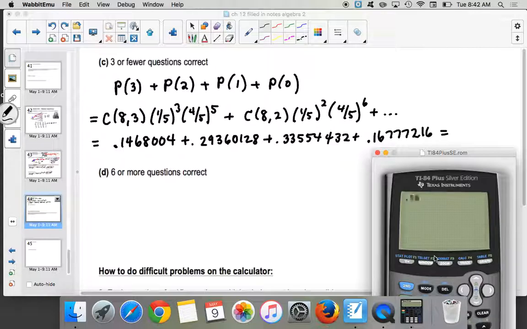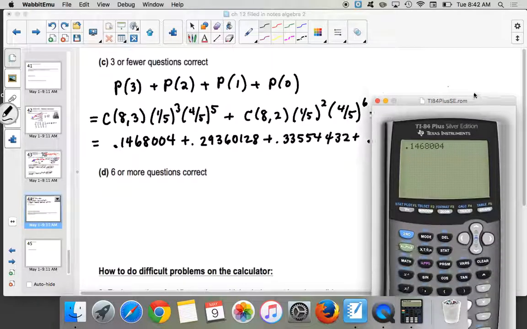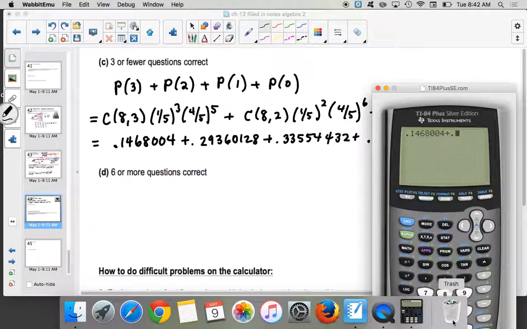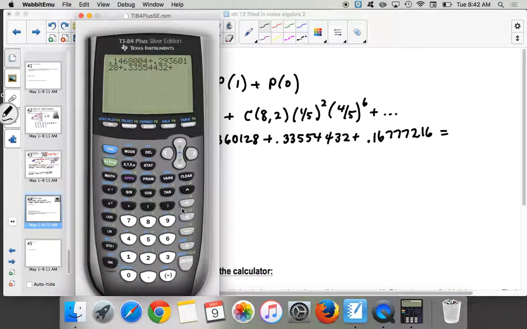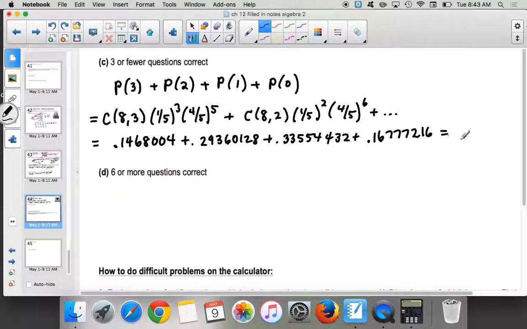Okay, so I'm going to do 0.1468004 added to point, anybody have it? Yep, so 0.9437 something. So we'll just do 4 at the end. 0.9437. Okay, perfect. Does this make sense? You guys get it?